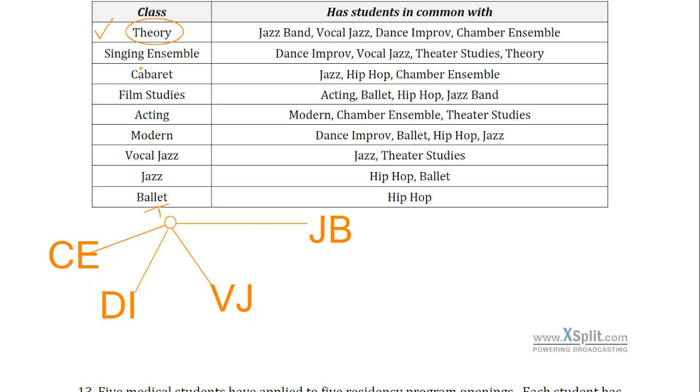Singing ensemble, it looks like singing ensemble does interfere with dance improv, vocal jazz, theater studies, and theory. So we have a new thing that's interfering with these other things. Theater studies is something that we haven't done yet, so we'll connect that in that manner. Check that off. Cabaret interferes with several things, film studies, etc. You're going to end up having like 20 points or something like that.